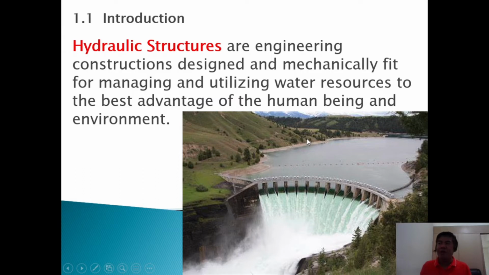Talking of the hydraulic structures subject, when we talk of hydraulic structures, these are engineering constructions designed and mechanically fit for managing and utilizing water resources. That's why we talk here all about water. The reason why we construct a dam is to impound water in the reservoir area. So you have to manage the water resources that we have, for sustainability and for whatever purpose it may serve. Most likely, for example, in the Philippines, we have a lot of dams.